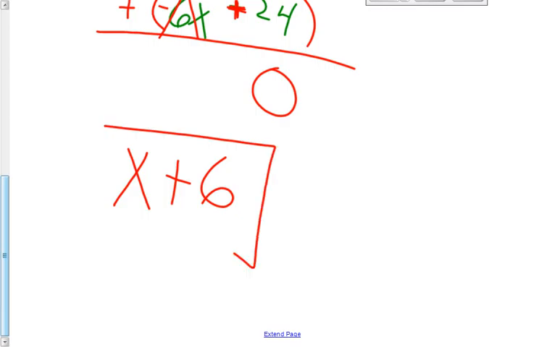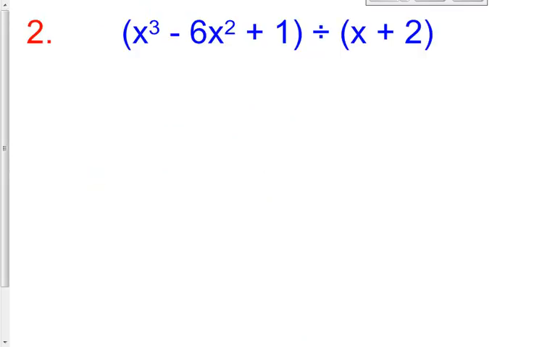Okay? Hopefully there's no questions on that one. Let's practice another one, and then you guys are going to try one on your own. So here we have x cubed minus 6x squared plus 1, that divided by x plus 2.